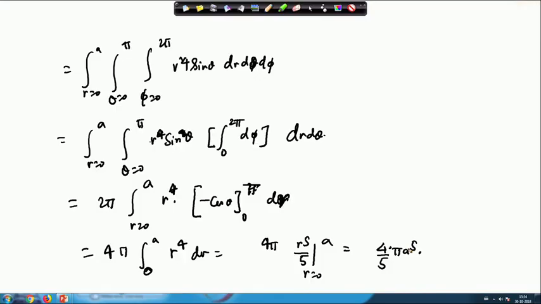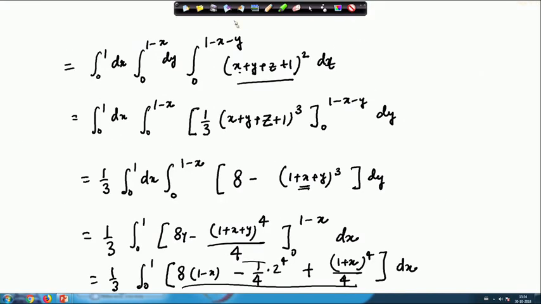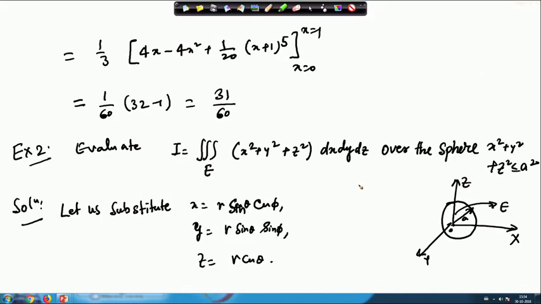Here we can see that we were given a bounded region first of all. From the bounded region, it is very convenient to use the spherical polar coordinate system. Here we have a sphere basically, and for this sphere we can use the spherical polar coordinate substitution: r sin theta cos phi, r sin theta sin phi, and r cos theta. Of course, this point lies on this sphere.